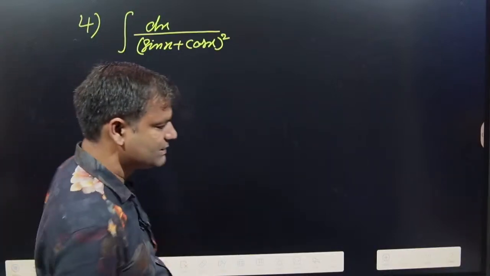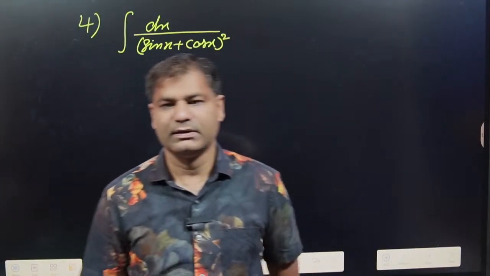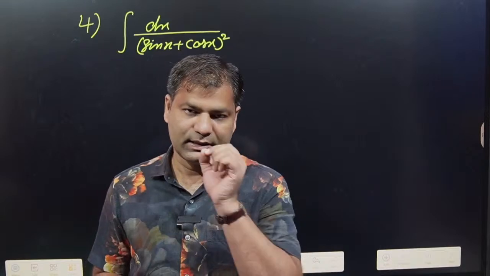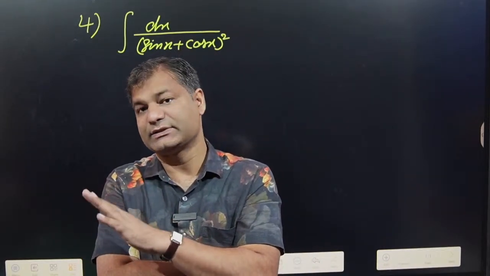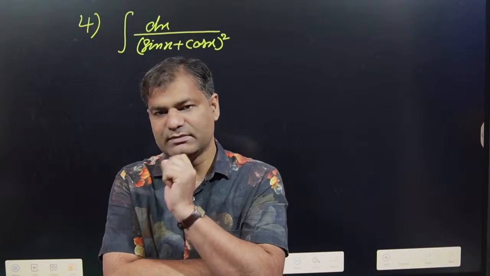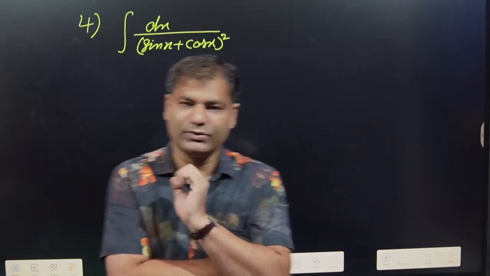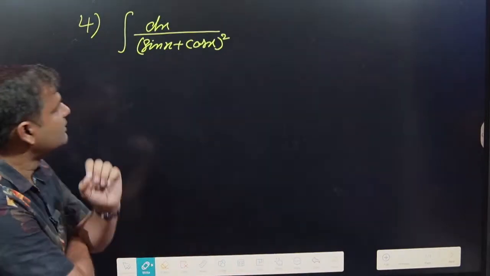How can we solve this type of problem? Look here very carefully. Integration of dx divided by (sin x plus cos x) to the whole square. It means you can do this question by two methods.